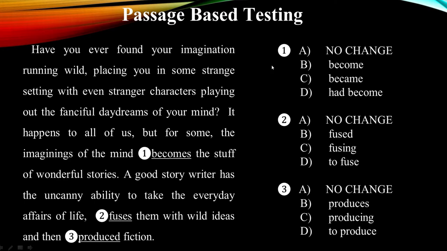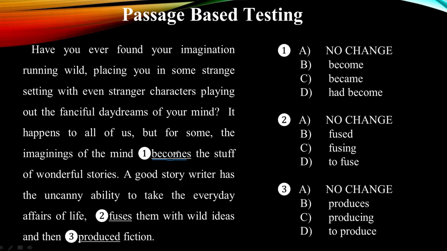Have you ever found your imagination running wild, placing you in some strange setting with even stranger characters playing out the fanciful daydreams of your mind? It happens to all of us, but for some, the imaginings of the mind becomes the stuff of wonderful stories. You will always find the issue that they are testing you over underlined, just like this is underlined. Then there's going to be a number by it, and then your task is to find out what's the best way to say this. It could be correct, as you can see, no change, or it could have different forms. So our choices are become, became, had become.